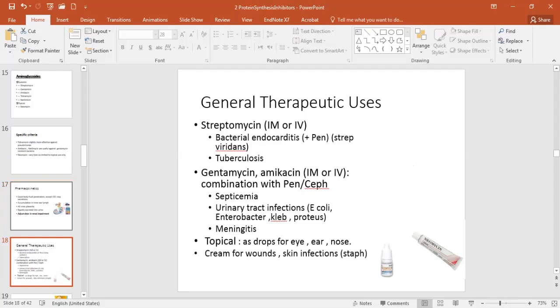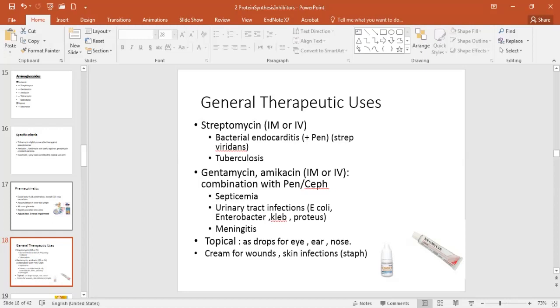The uses of aminoglycosides. بالنسبة للstreptomycin can be given IM or IV, can be given for bacterial endocarditis, gram positive Streptococcus viridans. Sorry, bacterial endocarditis with penicillin اللي هو caused by Streptococcus viridans and can be given also in tuberculosis.